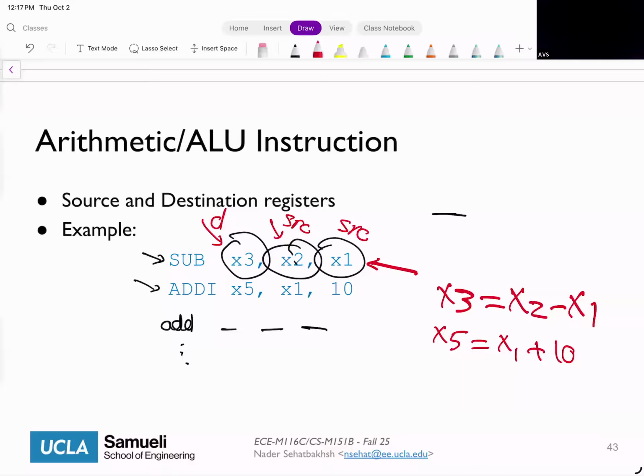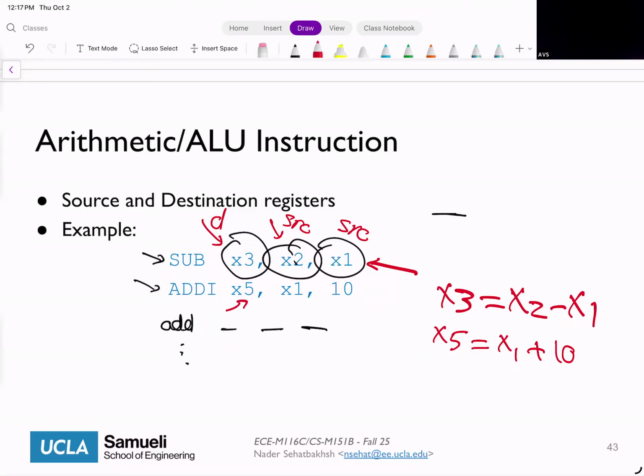As you can see, the difference between the two instructions is that the first one takes a register and another register as its operands. The second one takes an immediate and a register as operands. Obviously, having two immediates is meaningless, right? I don't want to do x5, 10, and 10, because I can just change one of the 10s to 20 and get the same thing. So immediates come for free, and I don't need to add immediates or subtract immediates, okay? So that's the syntax.